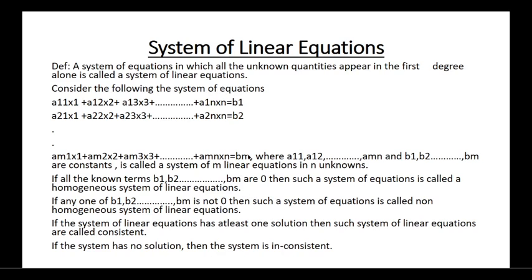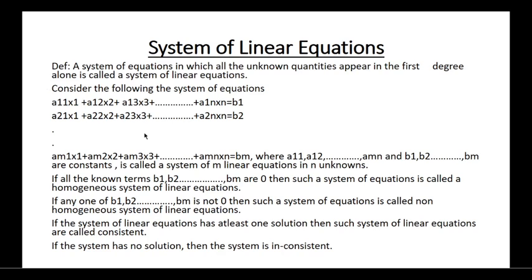Suppose any one of b1, b2 and so on, bm is non-zero, at least one of the right hand side constants is non-zero, then such a system of equations we call a non-homogeneous system of linear equations. So using the matrices method, we can find better solutions for this system of linear equations. For these equations, we can find out the solutions.